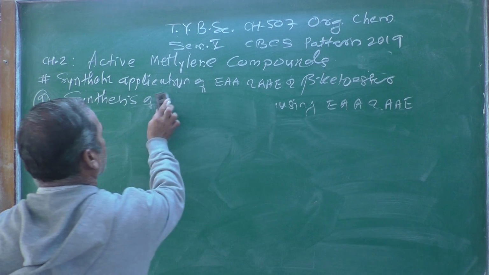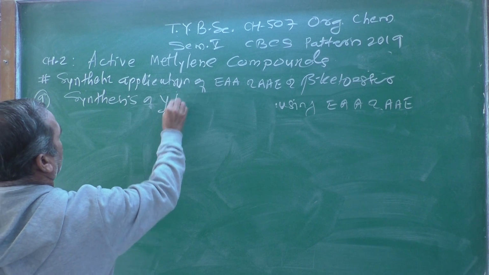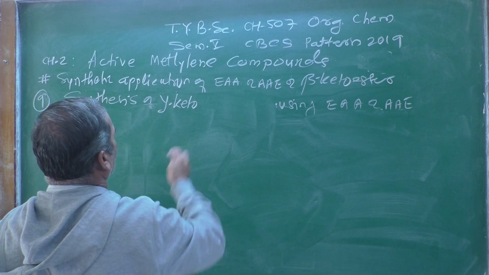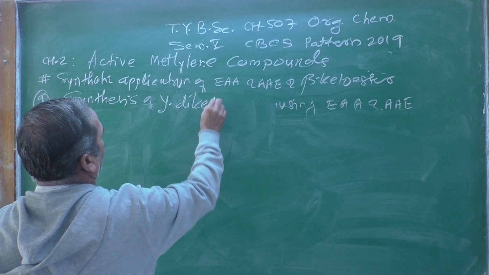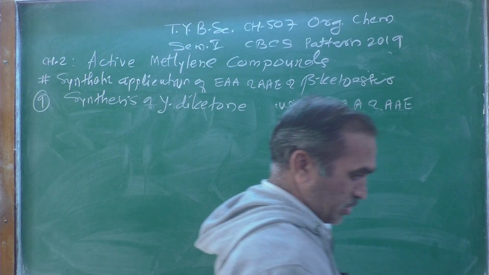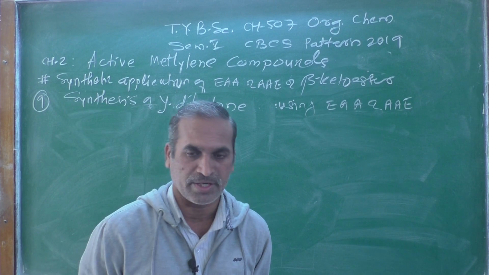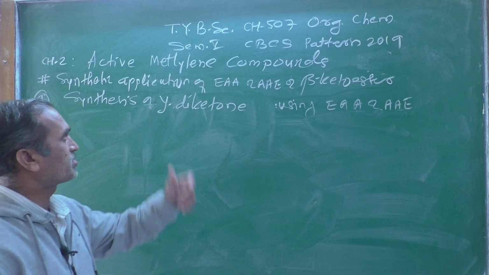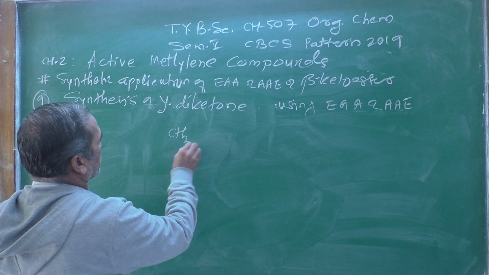Here, that is a gamma diketone, we can call it gamma diketone. So let's see here. As usual, what is the first requirement, or what do we need first? You need to draw the correct structure of the gamma diketone. So here, let me draw that structure.